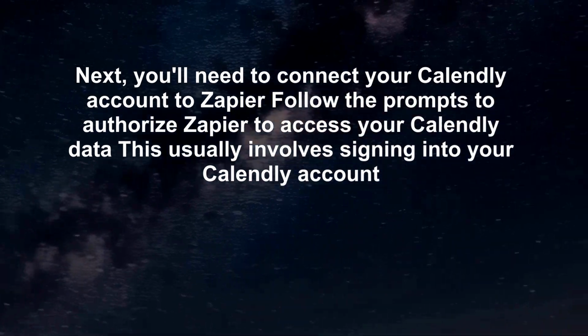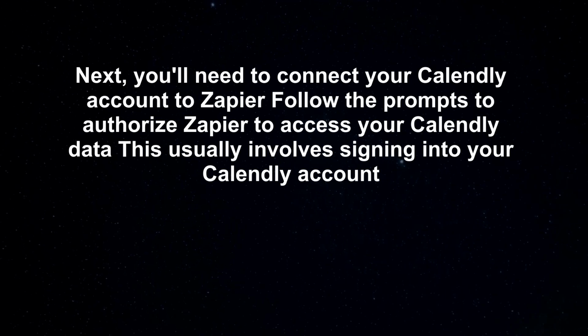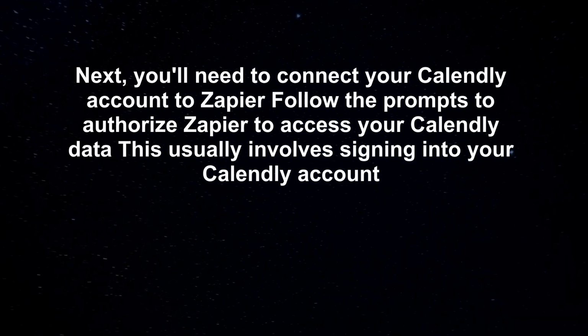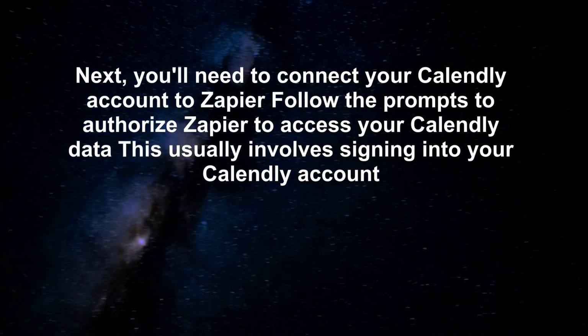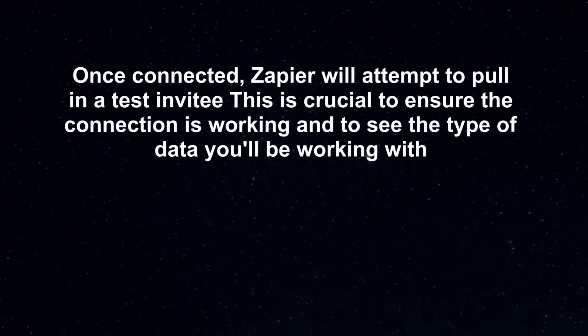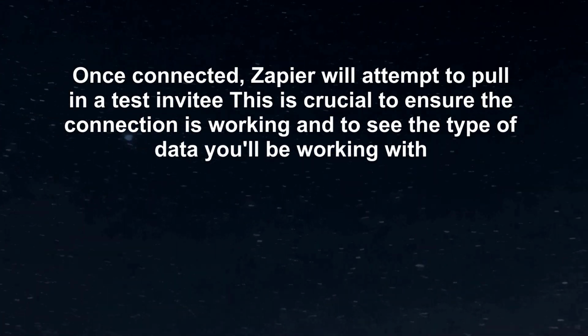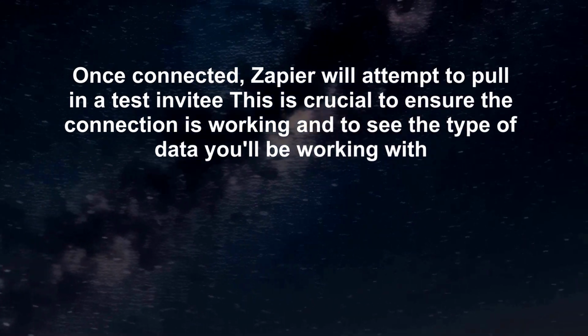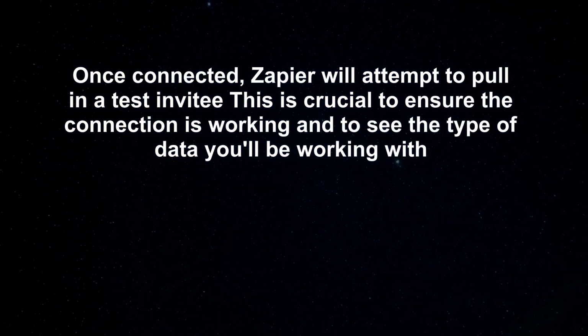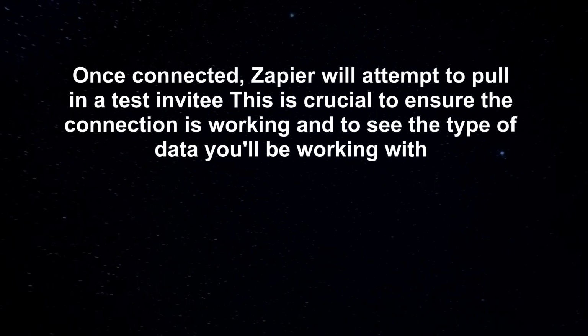Next, you'll need to connect your Calendly account to Zapier. Follow the prompts to authorize Zapier to access your Calendly data. This usually involves signing into your Calendly account. Once connected, Zapier will attempt to pull in a test invitee. This is crucial to ensure the connection is working and to see the type of data you'll be working with.